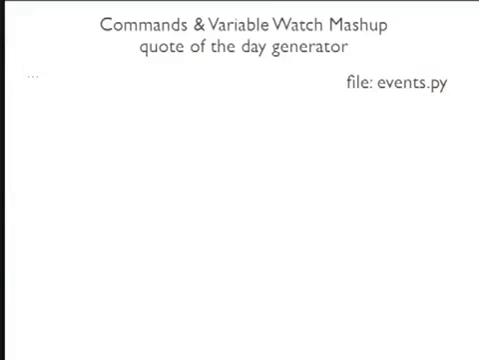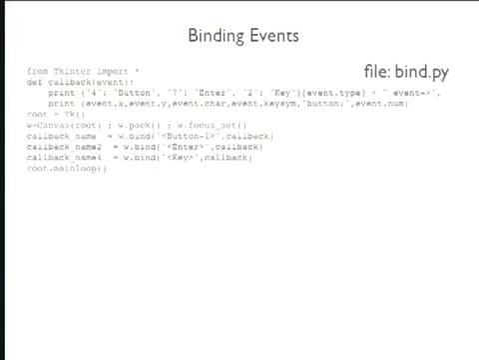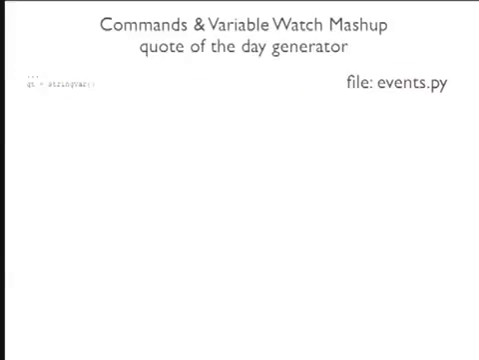All right, so let's do something. We did binding events. Now let's actually do something slightly interesting where we're using a GUI. We'll watch a string variable, and we're going to wait for that string variable to change. What we're going to do is a quote of the day generator. And I'll show you what the code looks like, and then we'll talk about what's actually happening. And this is only the code snippet for this file called events.py.